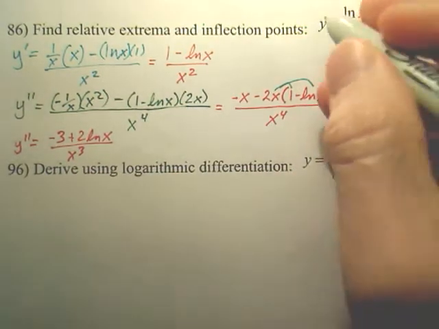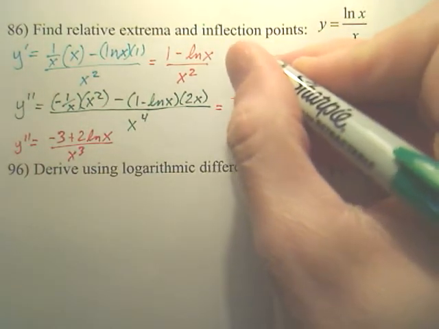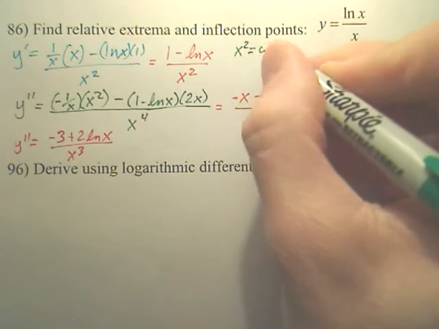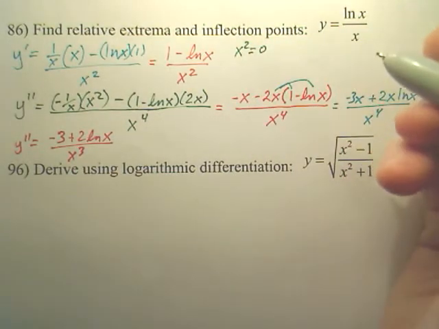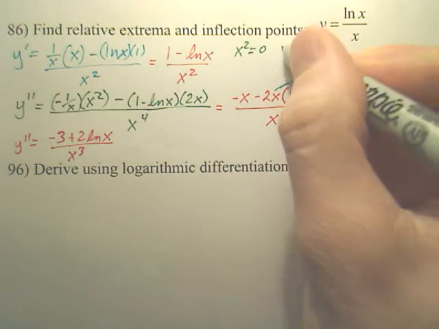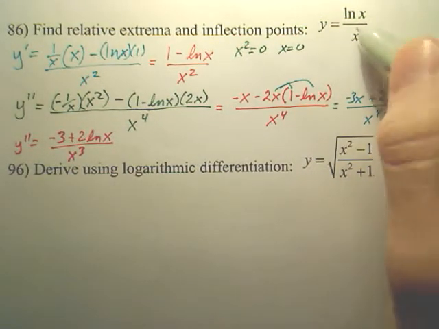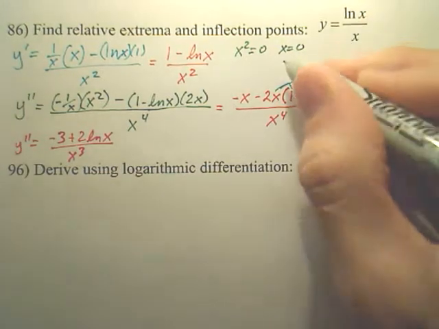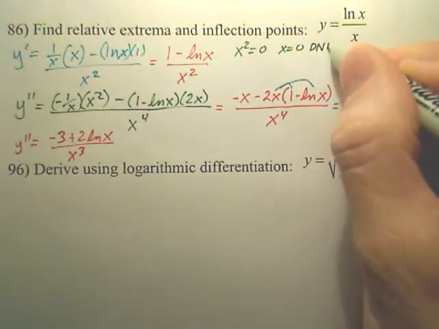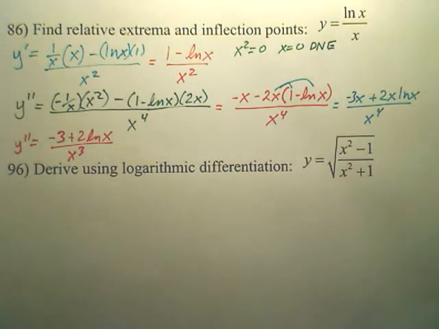Now, to find extrema, when you set the bottom equal to 0, what do you get? You get x equals 0. Now, can you plug 0 into here? No. This does not exist. So we ignore that one.